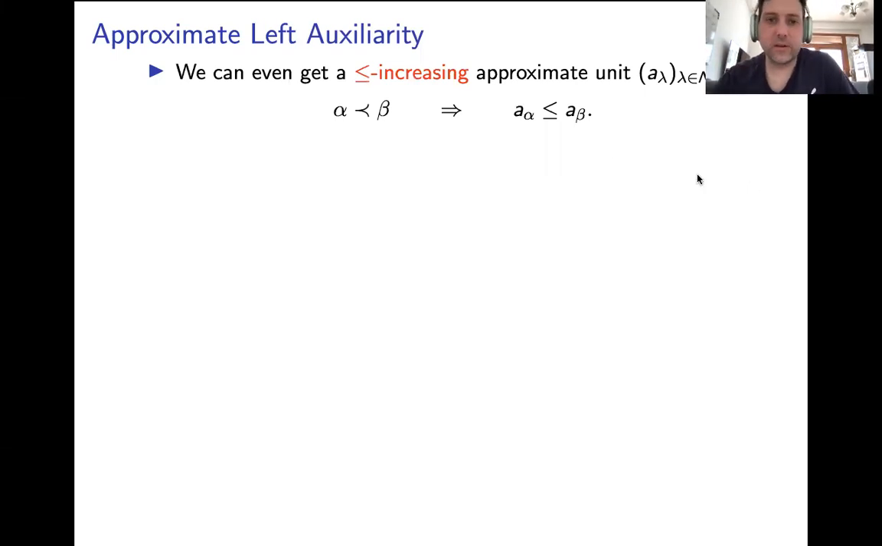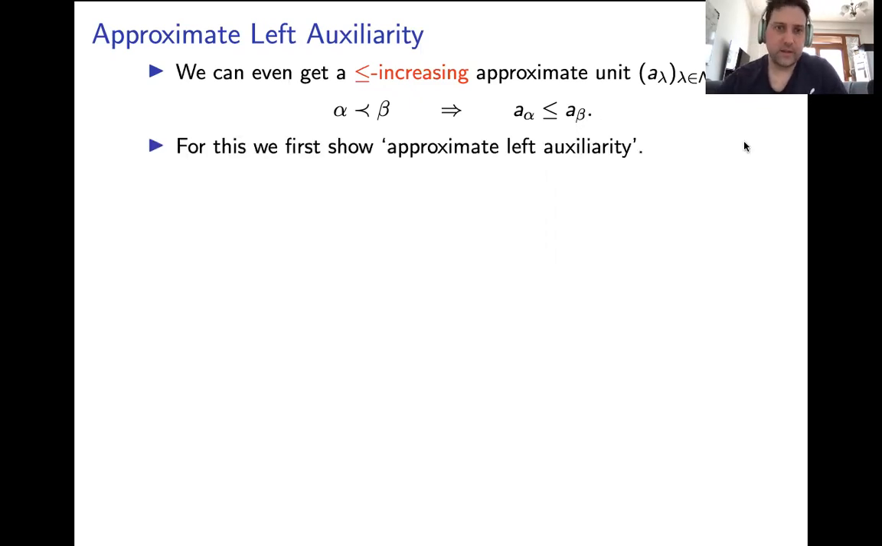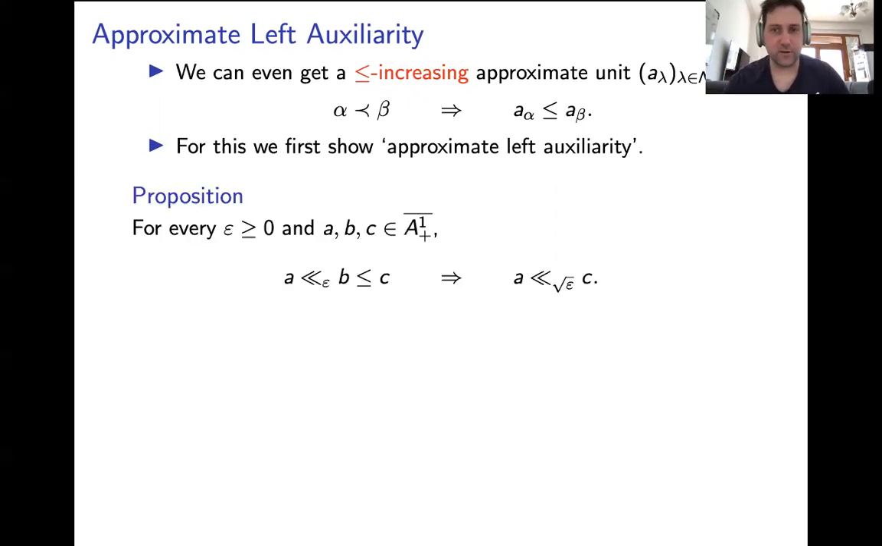So let's say we want to find some increasing approximate unit, where if alpha is below beta in your indexing set, it should imply that the corresponding element A alpha is also below the corresponding element A beta. To do this, we show basically a kind of dual of what we already showed. Before, remember, we proved a kind of auxiliary result for almost domination and the order on your C star algebra. Here we do the same thing, except instead of A below B almost dominated by C, we're going to look at A almost dominated by B below C. And the errors here are related in exactly the same way.